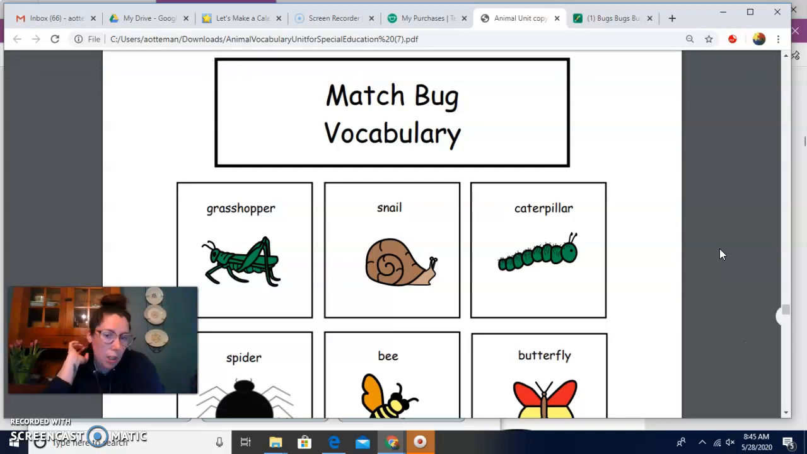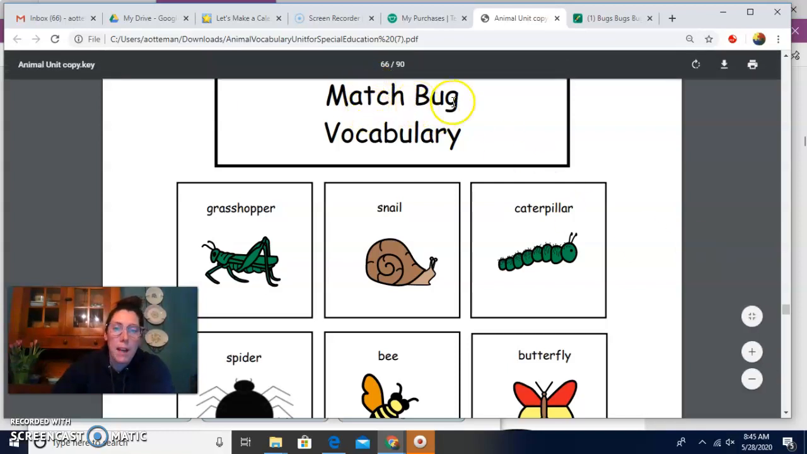Let's start with our rule song. Ready? Eyes on teacher, listening ears, listening ears. You should have calm hands and a calm body. Nice job.